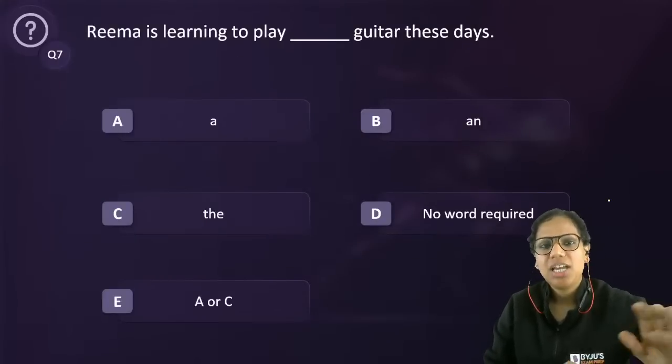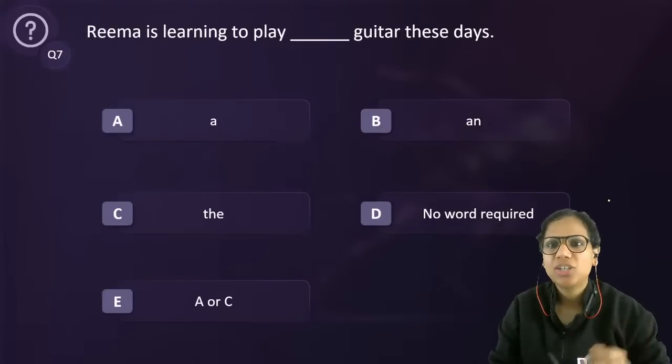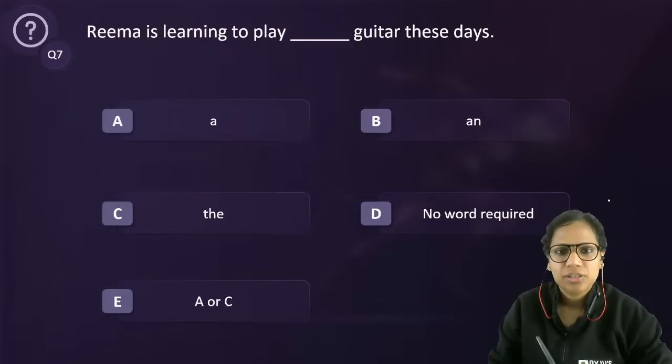Question 7. Rima is learning to play dash guitar these days. So, article again.